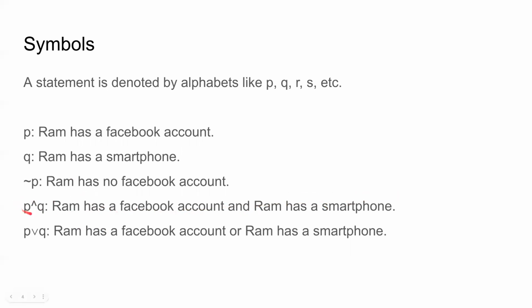So this P and Q is true only if both P is true and Q is true. Then only this P and Q will be true. Then the other is P or Q. This down arrow means or. If either P is true or Q is true, then this statement will be true. Ram has a Facebook account or Ram has a smartphone. If either of these statements is true, then this P or Q shall be true.